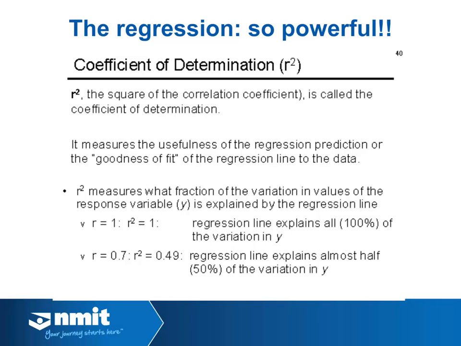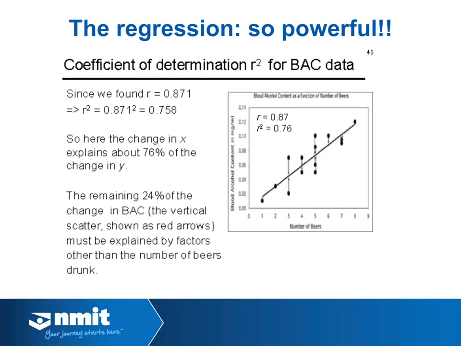So with our blood alcohol content example, our R squared would be 0.871 squared, which would be about 0.68. So about 68% of the variation observed in blood alcohol content can be explained by the beers consumed by the students. The other 32% is due to other reasons. So there's the danger of trying to do 0.871 squared in your head. 0.871 squared is actually 0.758. So about 76% of the variation in blood alcohol content in the students is explained by the beers that they consumed.